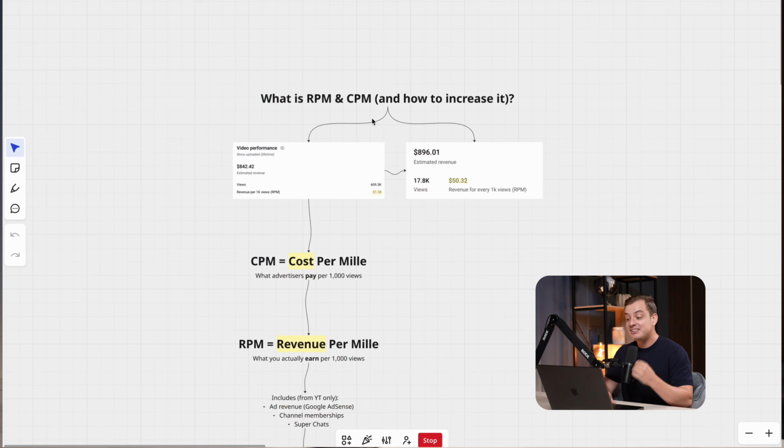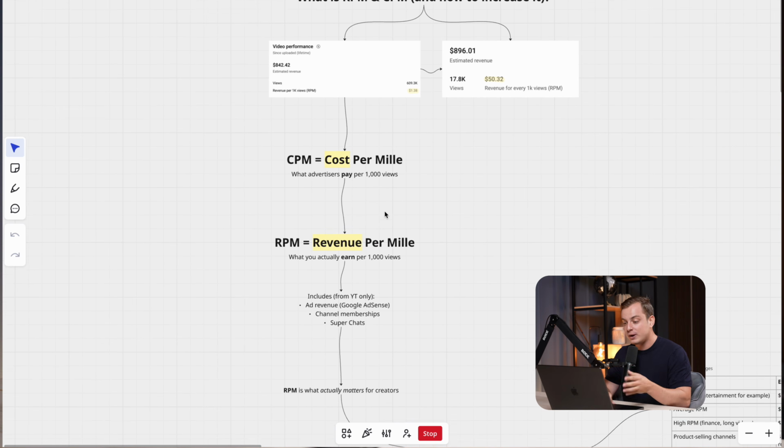What is the difference between RPM and CPM, and how do we go ahead and increase it? As you can see right here, one of our videos got 600,000 views, which resulted in us earning $842. And that kind of sucks because our revenue per 1,000 views, our RPM, was only $1.38. But this video with 17,800 views with an RPM of $50 literally earned more money while receiving 20 times less the amount of views.